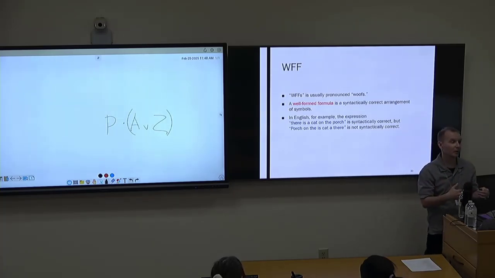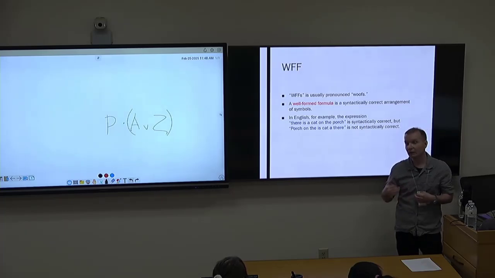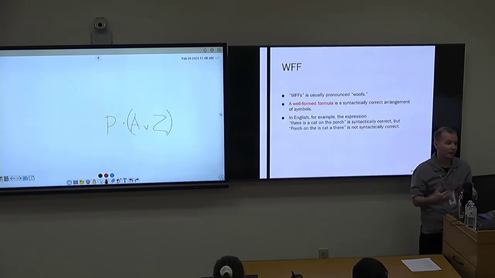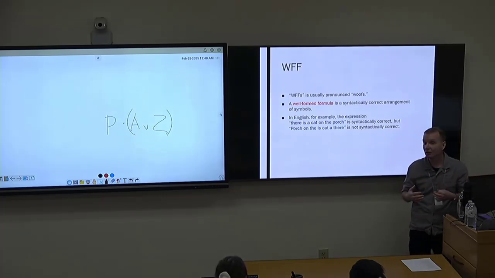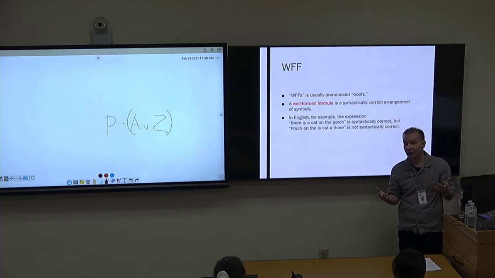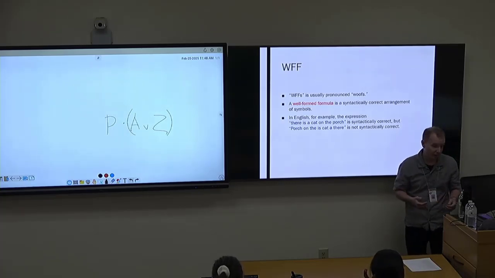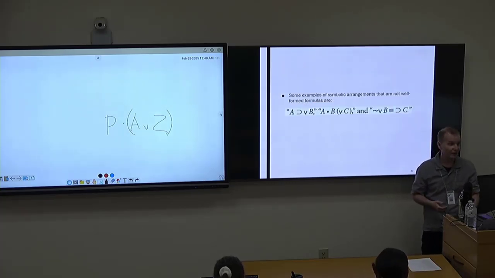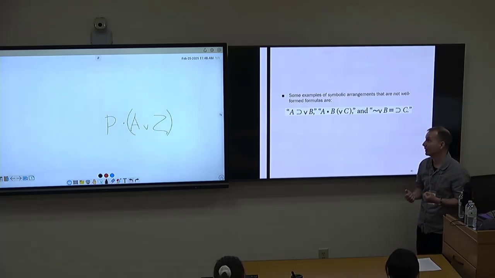So, for example, there is a cat on a porch in the English language is a well-formed formula because it follows the rules of English grammar. On the other hand, porch is on the is cat as there is not a well-formed formula because it doesn't follow the rules of grammar. Similarly with this new language, like I said, it's basically a new language. If it doesn't follow the rules, then that would not be a well-formed formula.